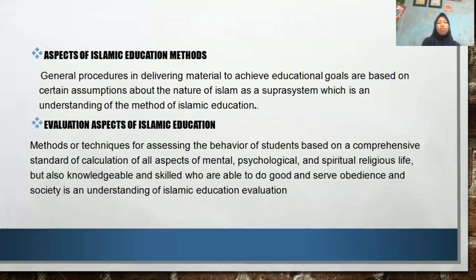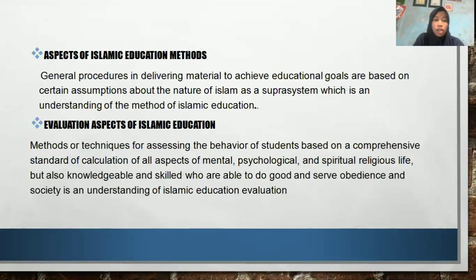And an aspect of Islamic education method. General procedure in delivering material to achieve education goals are based on certain assumptions about the nature of Islam as a suprasystem, which is an understanding of the method of Islamic education.